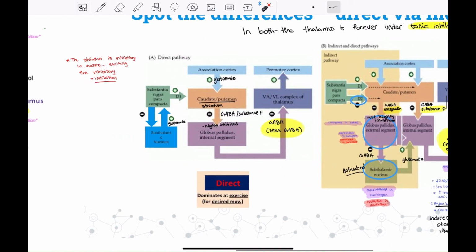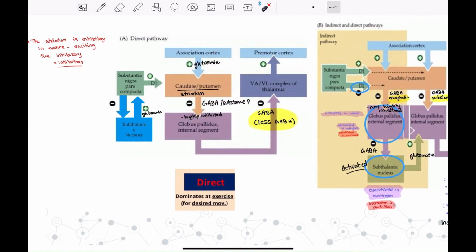So as we just mentioned, the direct pathway, like we said again, is to increase movement. So how are we going to do that? Okay, let's start with the association cortex. So let's say I want to lift a cup. My association cortex is going to start planning this movement before I actually do it.